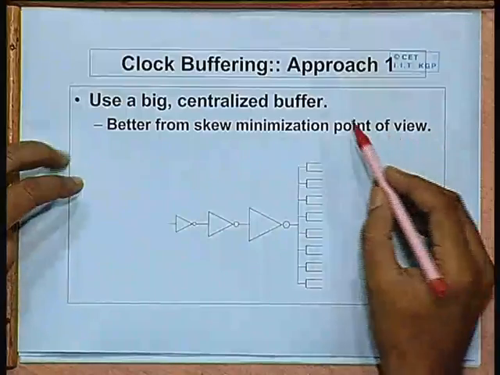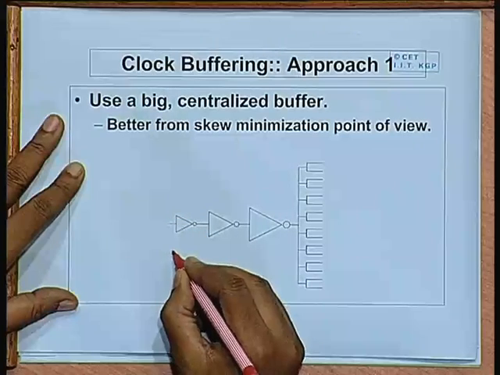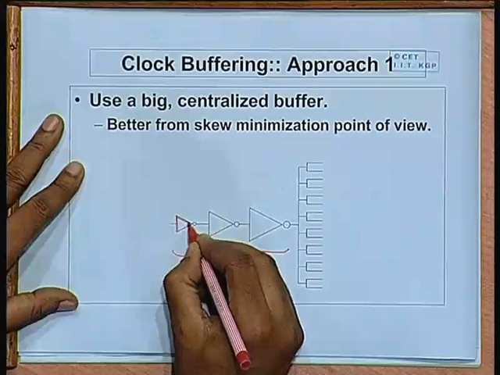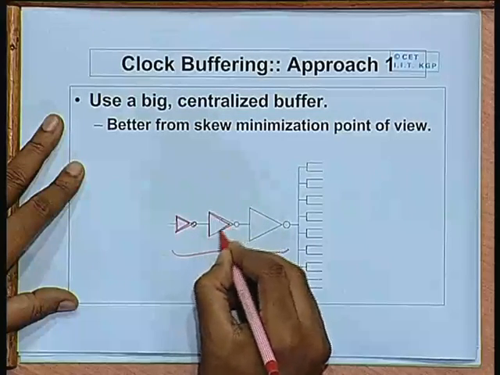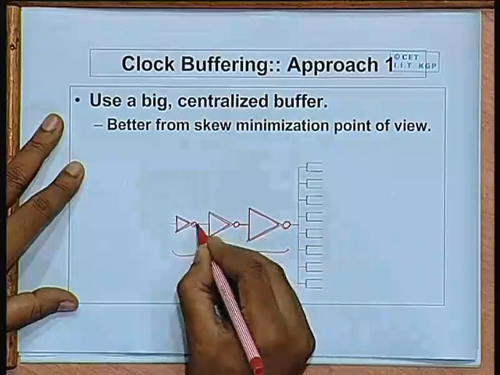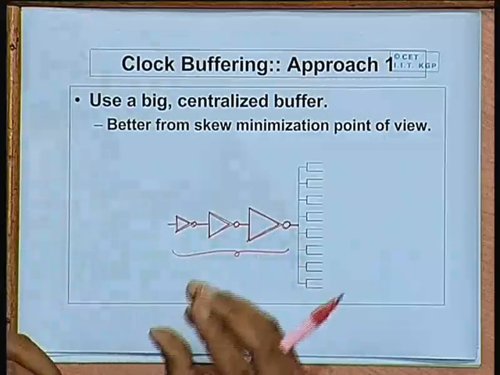Now, there are two broad approaches to clock buffering. The first approach is something which uses a centralized buffer. So, here you have a central buffer which has a very high current driving capacity. Typically, when you need a buffer with a very high current driving capacity, instead of designing it as a single buffer, normally you design it as a cascade of several buffers with the size increasing slowly. That is how I have shown here.